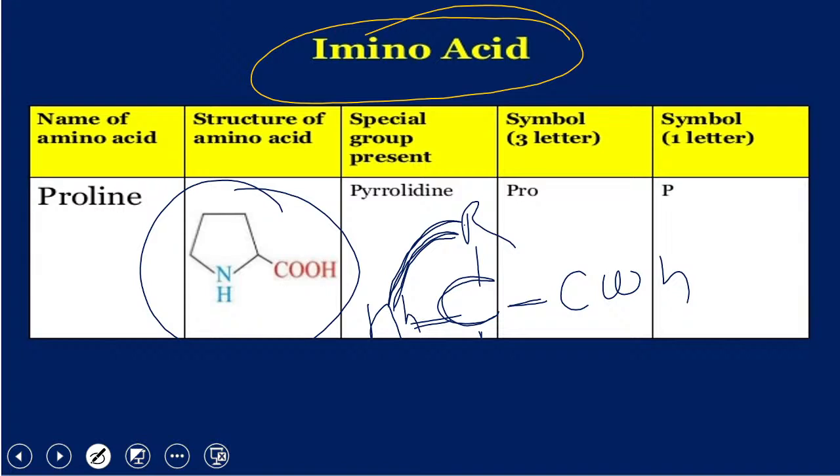It is called an amino acid, not a true amino acid. Or you can call it a secondary amino acid also. So these are 7 different classes on the basis of R group.